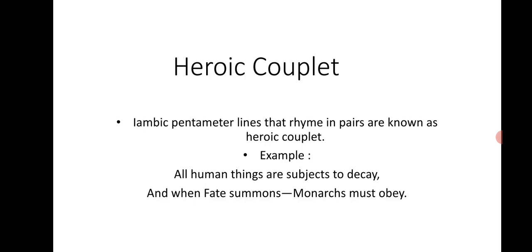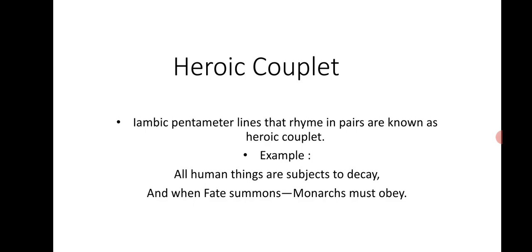I am Soumen Chatterjee and today I shall talk with you about heroic couplet. In an earlier video I have talked with you about blank verse and here is another video on heroic couplet.